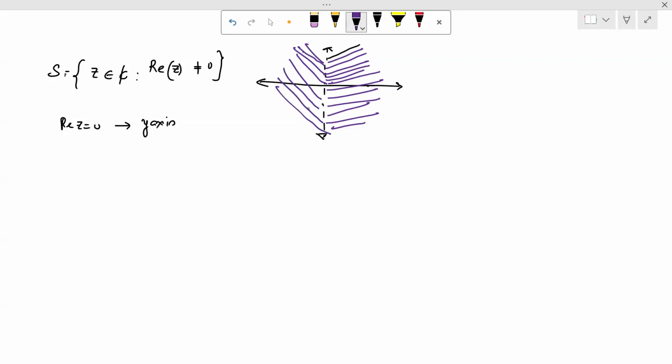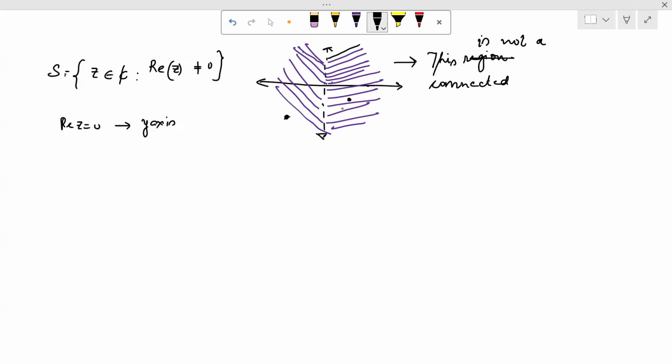Now see, if I take any point here, and any point here, and want to join them through any connected polygonal line, I will have to cross this y-axis, and the y-axis is not contained in the region. Therefore I can write that this region is not a connected set.